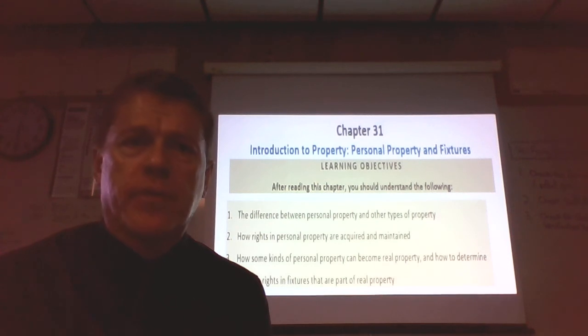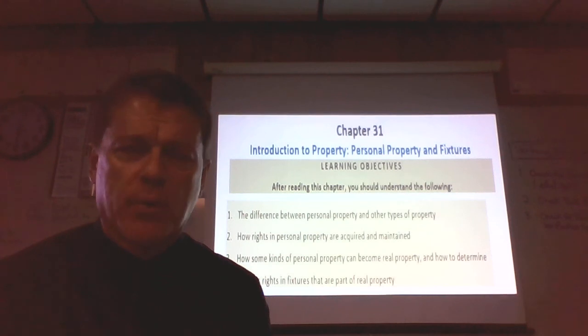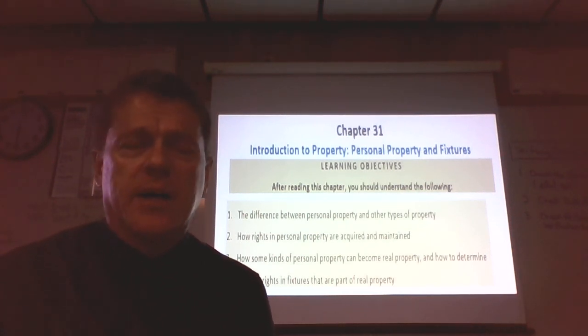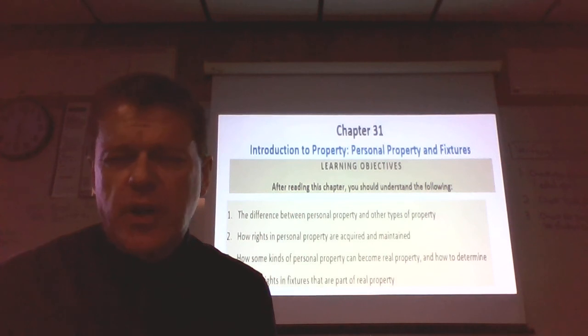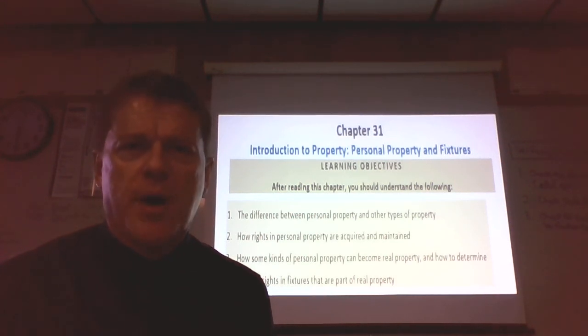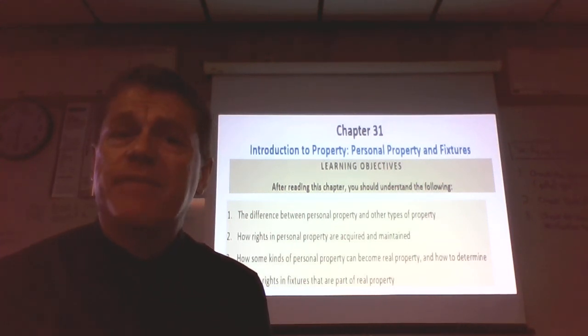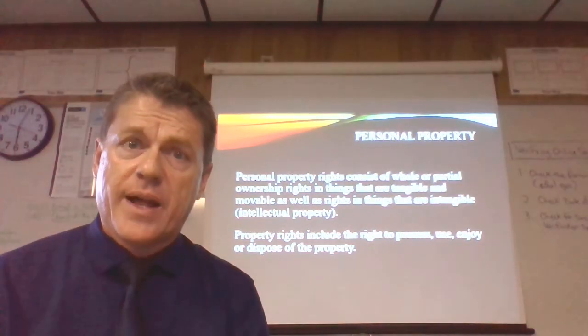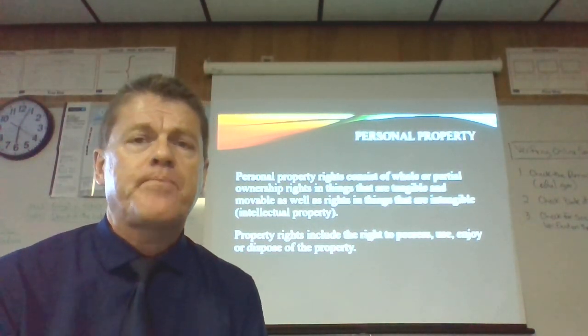Today we're looking at Chapter 31, which is a basic introduction to property, and we're looking mainly at personal property and fixtures. In terms of the objectives for this chapter, I want us to understand the difference between personal property and other types of property. We'll talk about how rights in personal property can be acquired and maintained. And then we'll look at how some kinds of personal property can become part of real property, meaning land or structures, through this process that's referred to as becoming a fixture. So that's the overall focus for this chapter.